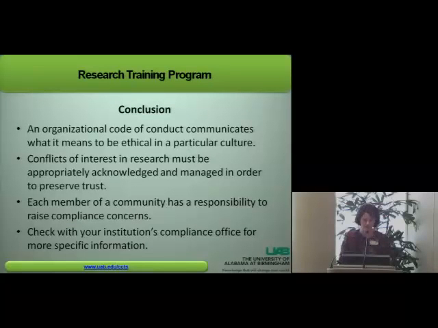Here are the takeaways from this brief presentation on research codes of conduct. First and foremost, an organizational code of conduct communicates to community members what it means to be ethical in that particular culture. Focusing on objectivity, conflicts of interest in research must be appropriately acknowledged and managed in order to preserve trust. Again, each member of a community has a responsibility to raise compliance concerns. That offers the organization the opportunity to improve and address issues. And finally, check with your institution's compliance office for more specific information on organizational codes of conduct that may apply to you.